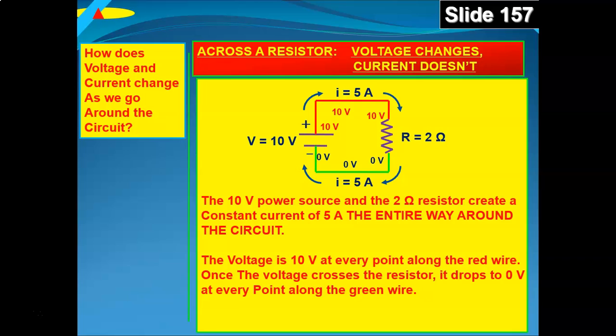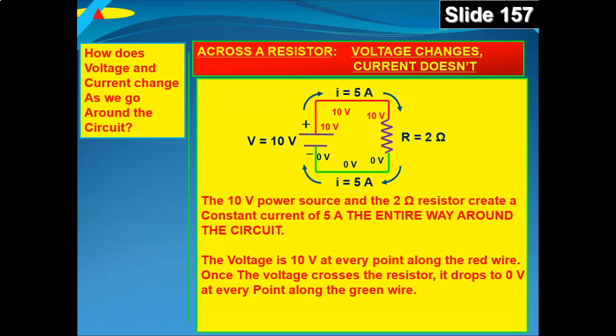So how does voltage and current change as we go around a circuit? Alright, so across a resistor, just kind of memorize this top red box. Across a resistor, voltage changes but current doesn't. So let's look at this.